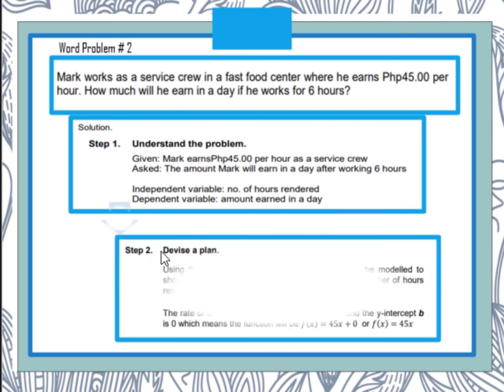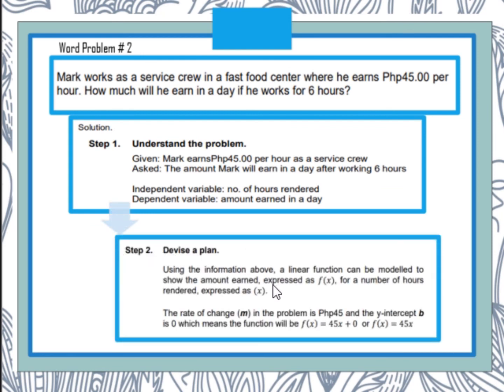Second step is to devise a plan. So, gagamitin natin yung f of x para sa amount earned at yung number of hours naman ang ating magiging variable x. So, with that, f of x will be equal to 45x.